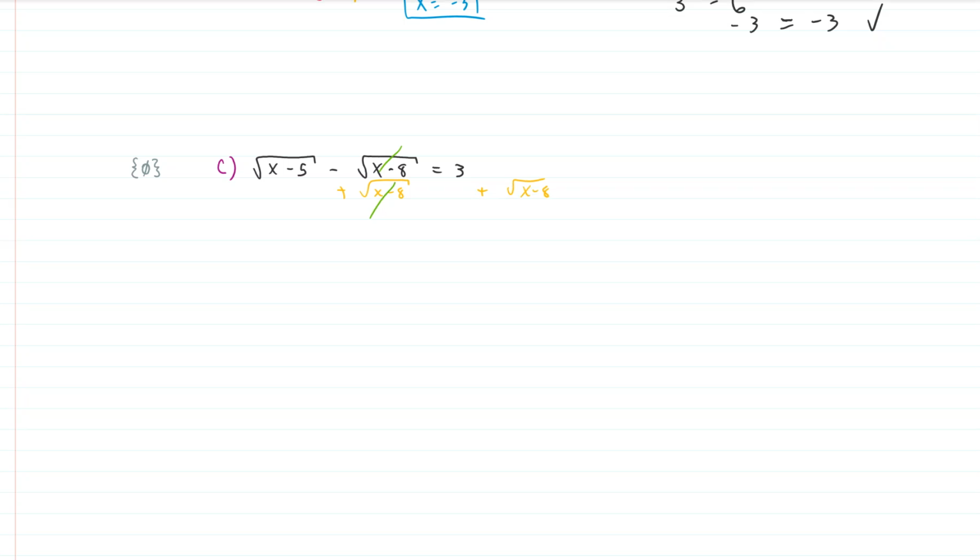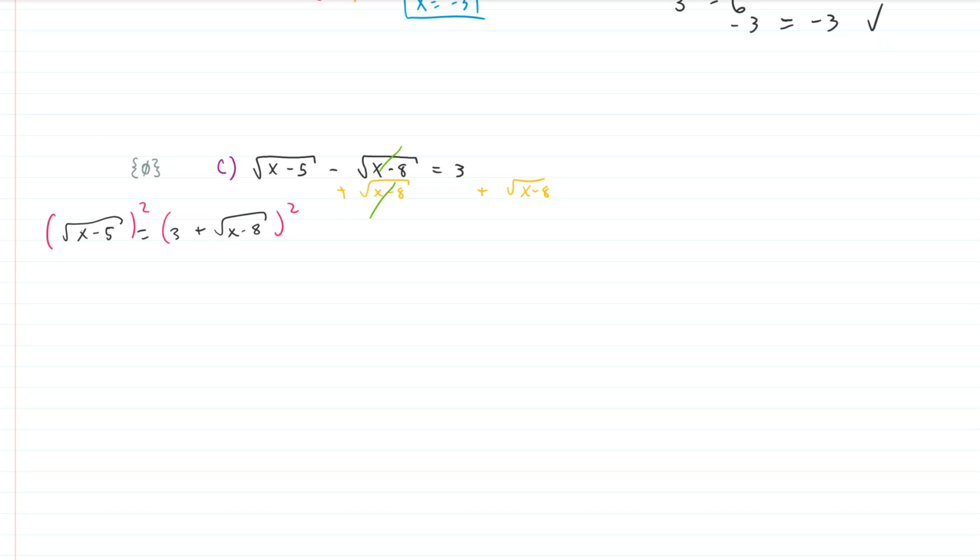And we get, I'm going to move over to the left a little bit more here. The root of x minus 5 equals 3 plus the root of x minus 8. We've isolated the radical x minus 5. So now we can square both sides, again, because we're dealing with square roots.